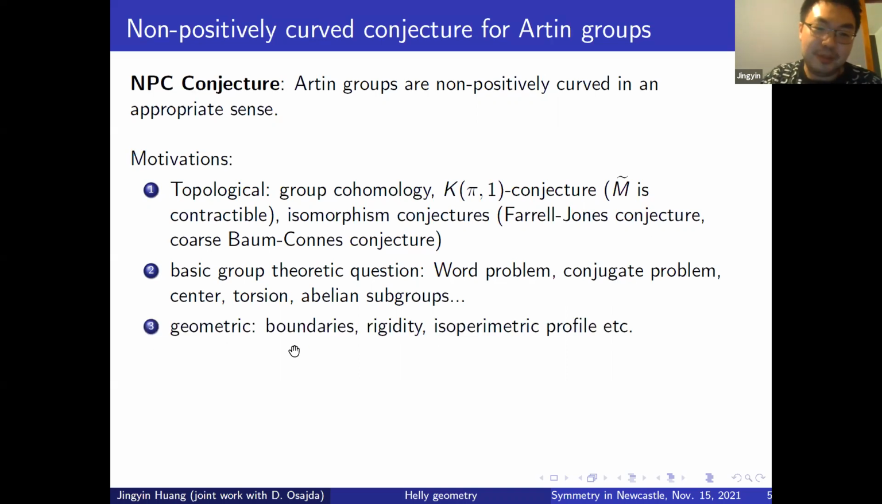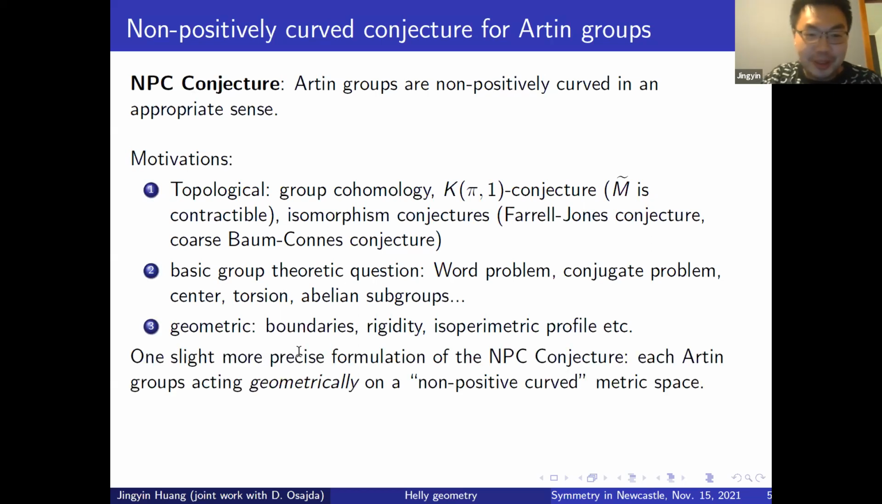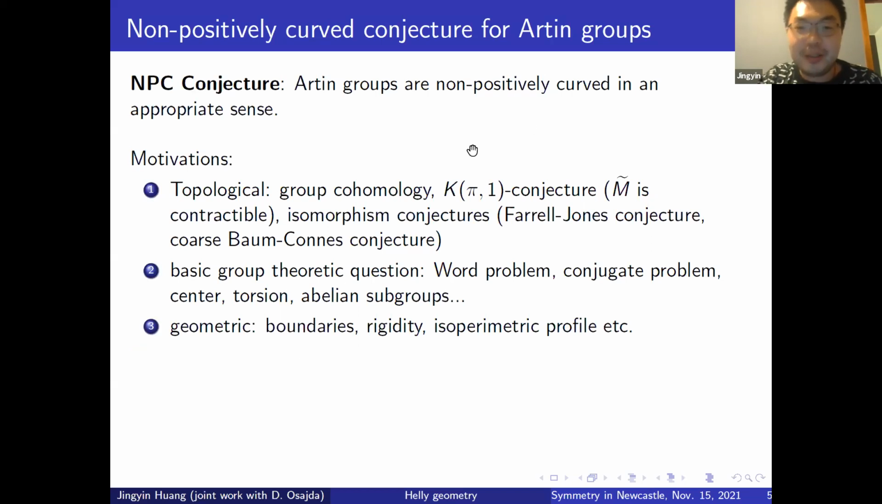And there are also other motivations that come from trying to define boundaries of the group or show some rigidity properties of the Artin group, which also rely on a certain form of non-positive curvature. Okay, so now this is the motivation, and I'm going to give you a more concrete example for at least one of these motivations. I apologize for the moment because things are a bit abstract.